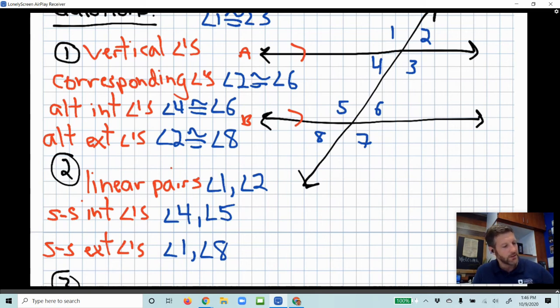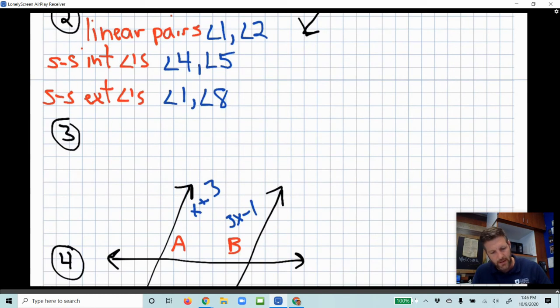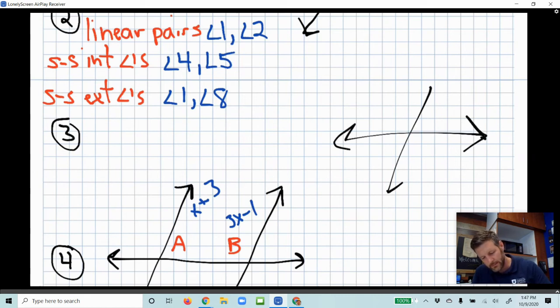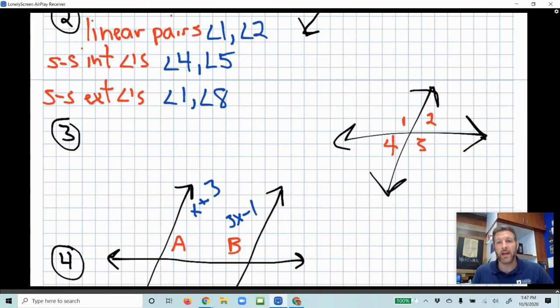Okay, so let's look at question number 3. Question number 3 says, when 2 lines intersect, what do all the angles formed add up to? Just wanted to point out something that you may have already realized. When 2 lines intersect, we don't know necessarily what each of the angles equals, but I know that this angle 1 plus angle 2 plus angle 3 plus angle 4, I know what they add up to.